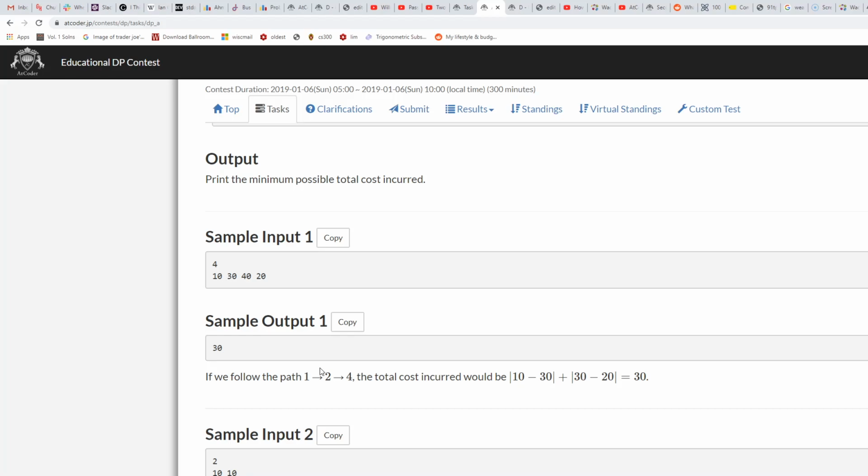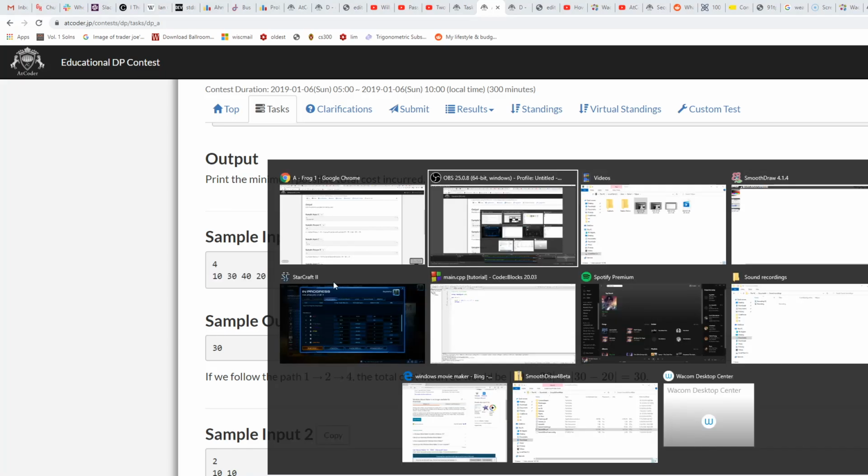So a lot of times what I like to do with dynamic programming questions, or just contests in general, because my attention span is so short, I never really finish reading the question. I just try to see the test case and write out what I think could be a solution. So let's go to our whiteboard. Smooth draw. Okay.